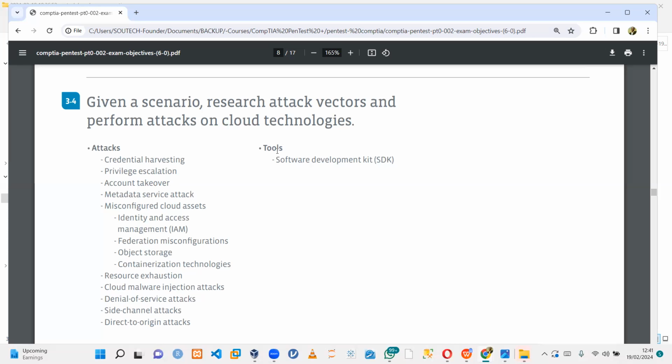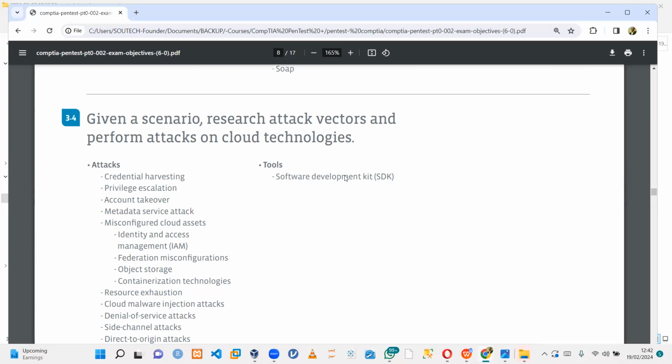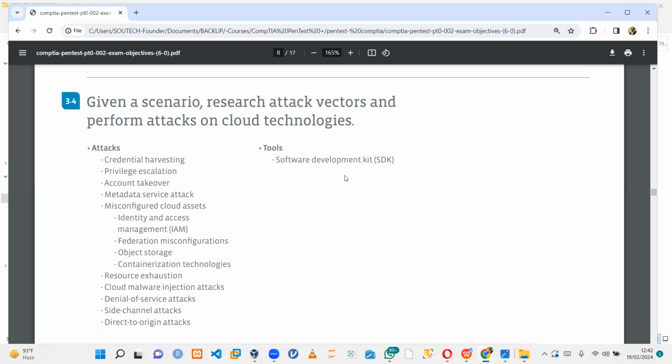Then some of the tools that can be used are your typical software development kits. And of course, there are some cloud-based applications that can be used to do host discovery, can be used to do credential harvesting, especially for those that are readily available, that can help us to actually understand cloud infrastructure.